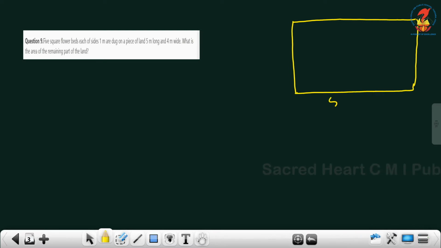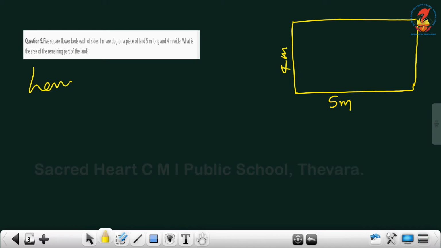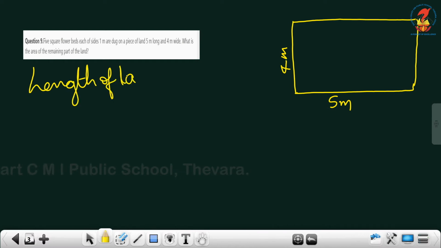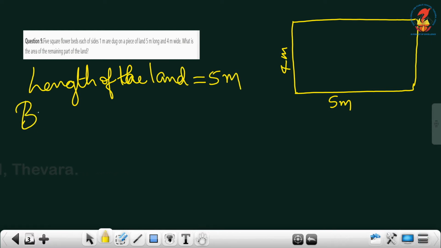A rectangular plot is 5 meter long and 4 meter wide. Okay, so a rectangular land. So what is the length of the land? Length of the land is equal to 5 meter. And what is the breadth of the land? Breadth of the land is equal to 4 meter.